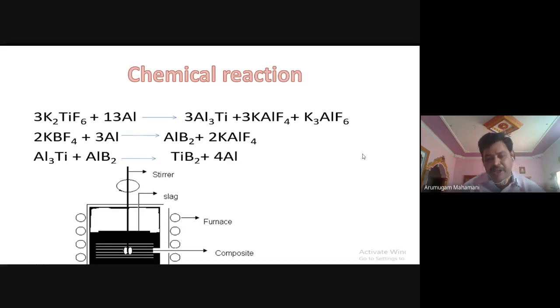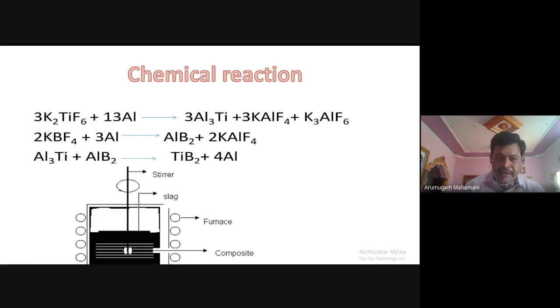So one important thing I am clearly given here. You need to clearly remove the slag. That is important. Without removing the slag, if you are pouring, then the slag entrapment will give a problem. The slag photograph is available in the next slide.